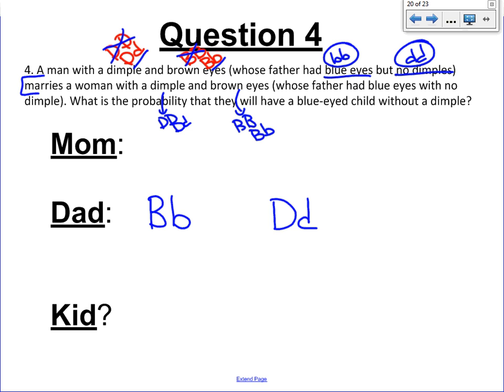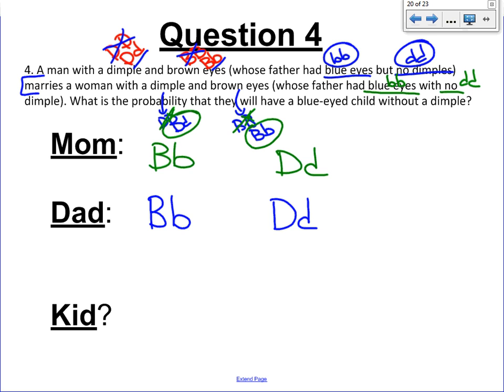But mom's father in this case had blue eyes and no dimple again, which means her dad had to be little b, little b, and little d, little d. That means mom's dad couldn't have given her a big B at all, which means she can't be big B, big B. He also didn't have a big D to give her, which means she can't be big D, big D. So again, now we find that's mom. And we'll lay these out here. Big B, little b, and big D, little d.